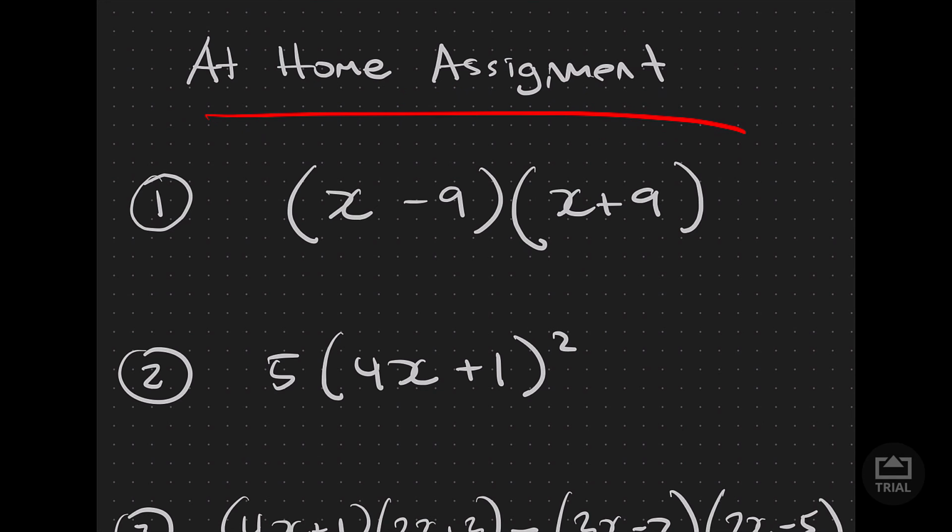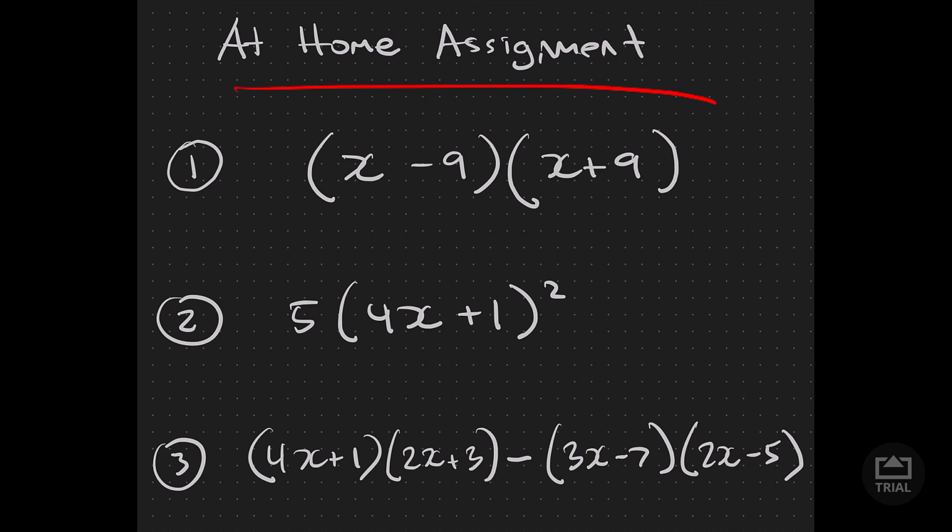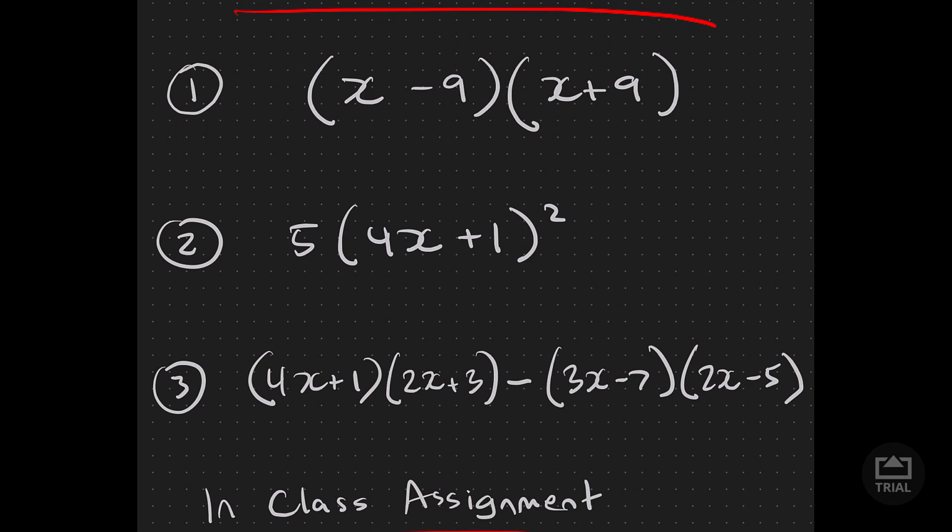Now that the lesson is done, you have an at-home assignment that will be brought into class and submitted as your homework. So we have number 1, multiply these two binomials together, x minus 9 times x plus 9. Number 2, we're going to multiply this through, and don't forget that we are squaring the binomial and then multiplying by 5. And finally, question number 3, where we're going to be finding the product on the left-hand side of that subtraction and finding the product on the right-hand side, and then I will be subtracting and following the rules of when you're subtracting a polynomial from another polynomial.